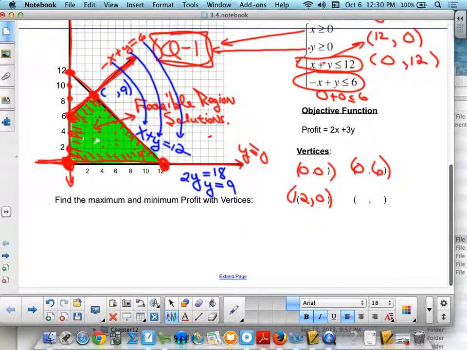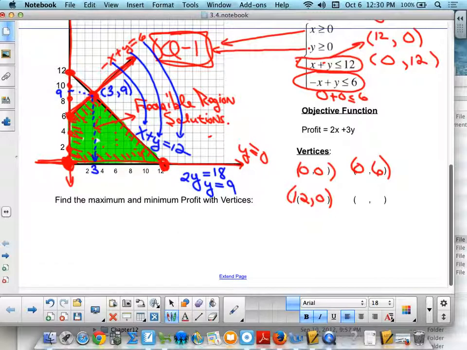Now that you know it's 9, what plus 9 equals 12? 3. So basically, the intersection point was supposed to be at 3, comma 9. Okay? And I don't think it looks like 3, 9 on your paper. I think I purposely made it not look like 3, 9, because I didn't want you to know what it was.